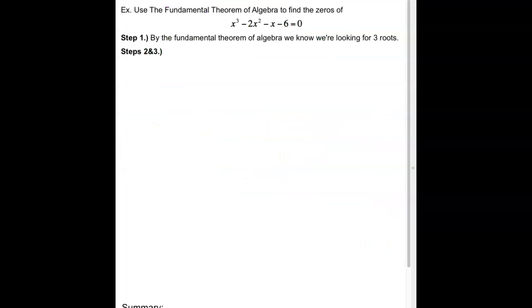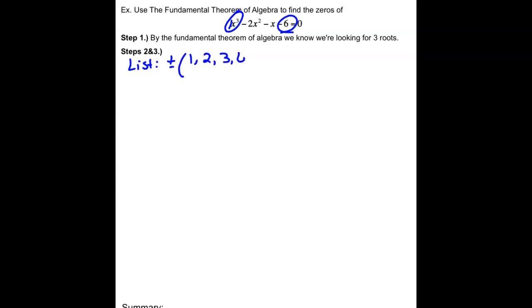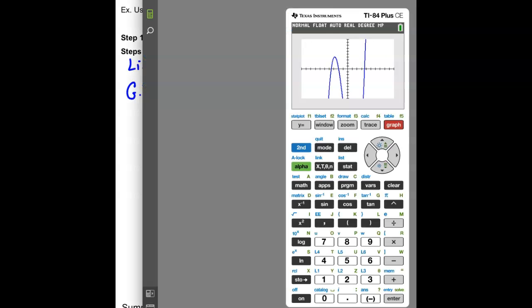All right. Let's try one more. Our polynomial is x cubed minus 2x squared minus x minus 6. Again, we are looking for 3 roots because of that. All right. So let's make our list. We need factors of 6 divided by factors of 1. So my factors of 6 are 1, 2, 3, and 6. Factors of 1 are just 1. So I just have the numbers 1, 2, 3, 6, negative 1, negative 2, negative 3, negative 6. All right, we need to graph our equation and see if any of those appear.